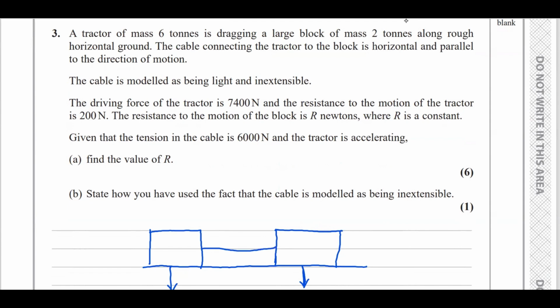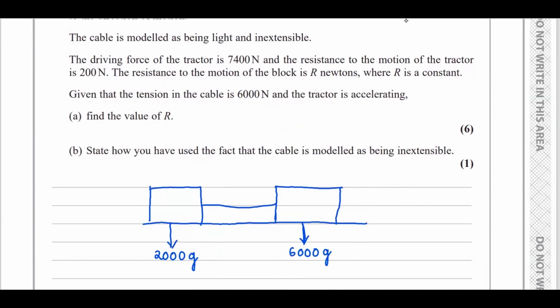The cable is modeled as being light and inextensible. Light and inextensible means the mass is negligible. The driving force of the tractor is 7,400 Newton. So a force of 7,400 Newton is the driving force, and the resistance to the motion of the tractor. So this is the tractor. So resistance means it will be acting opposite to the direction of motion. So the resistance is 200 Newton.